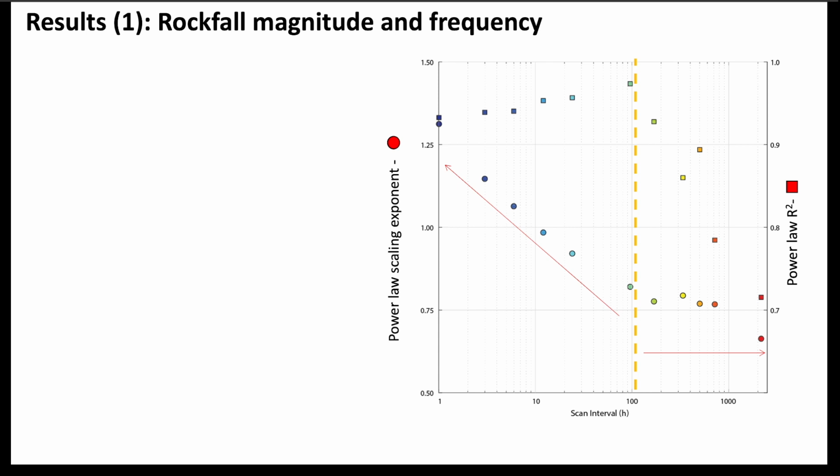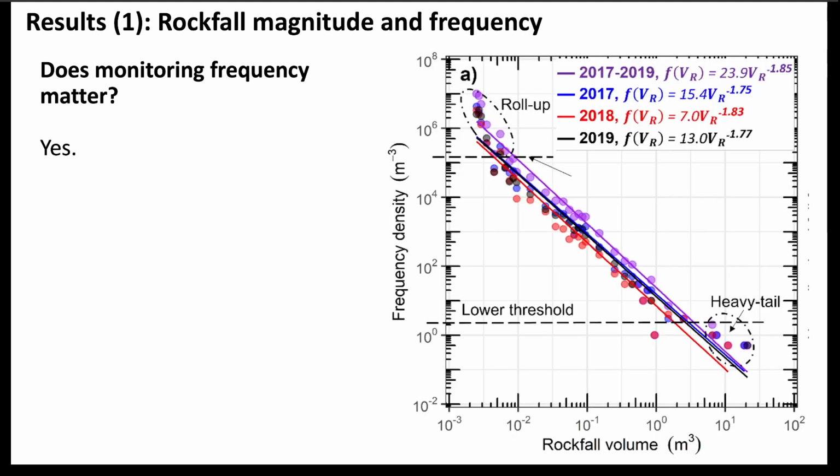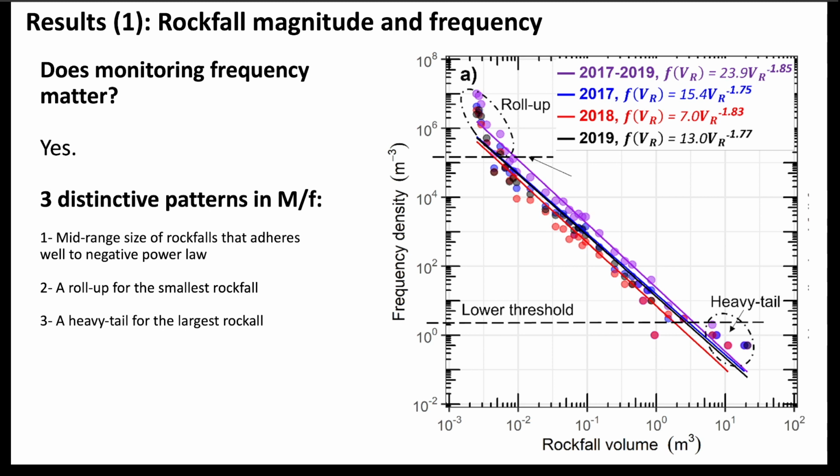The form of this would change depending on which cliff you were looking at. So does monitoring frequency matter? Yes, it absolutely does, if you want to use magnitude frequency of rockfall or erosion events to calculate erosion rates, for example. The other thing that's interesting is the form of these magnitude frequency relationships, and they have 3 distinctive patterns.